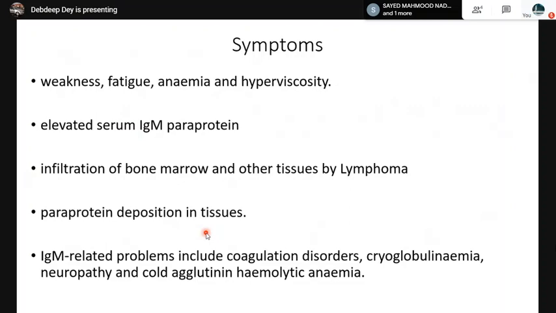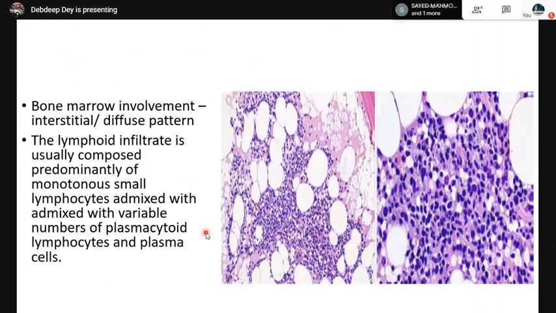IgM-related problems include coagulation disorders, cryoglobulinemia, neuropathy, and cold agglutinin hemolytic anemia. Predominantly seen in bone marrow as an interstitial or diffuse pattern, and the lymphoid infiltrate is predominantly composed of small lymphocytes mixed with plasmacytoid lymphocytes, as in here, and plasma cells.